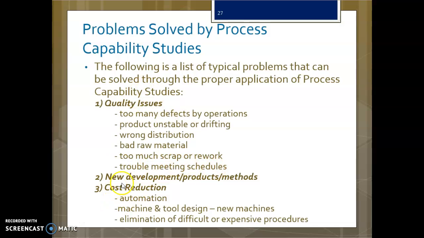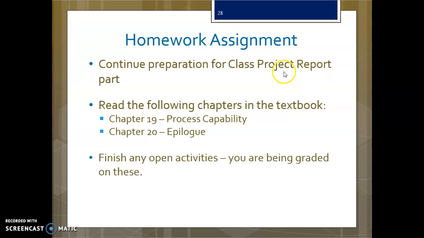This can also show you how you might be able to develop some new products, methods, okay? Maybe a new way to make the product itself. This also shows you ways you could possibly have some cost reduction. You can have automation, machine and tool design, or maybe you need some new machines, and elimination of difficult or expensive procedures. So that's what this really helps you with. So keep this tool in mind when you're doing your products, your process, and your quality project.